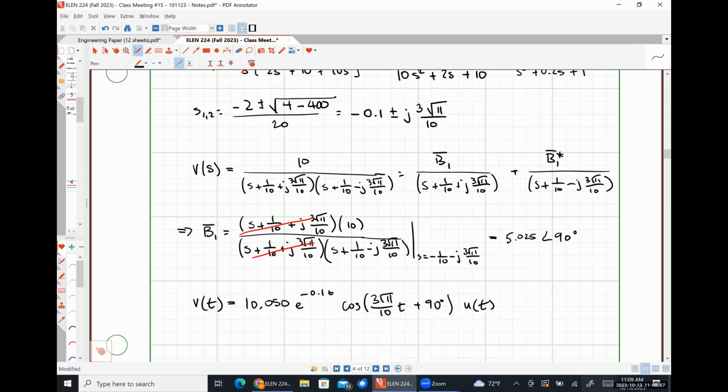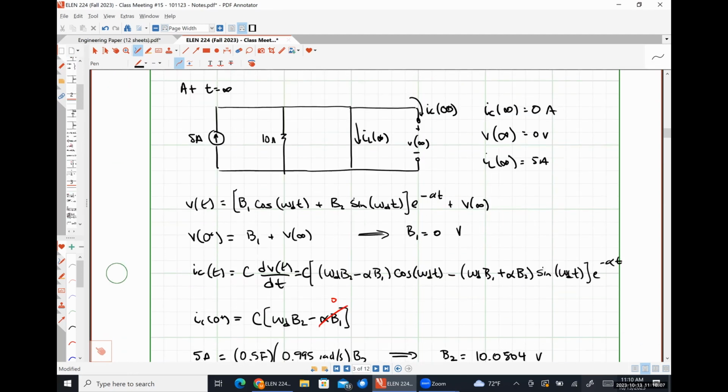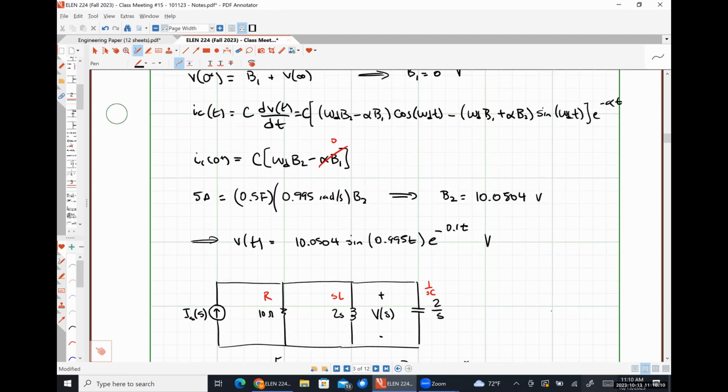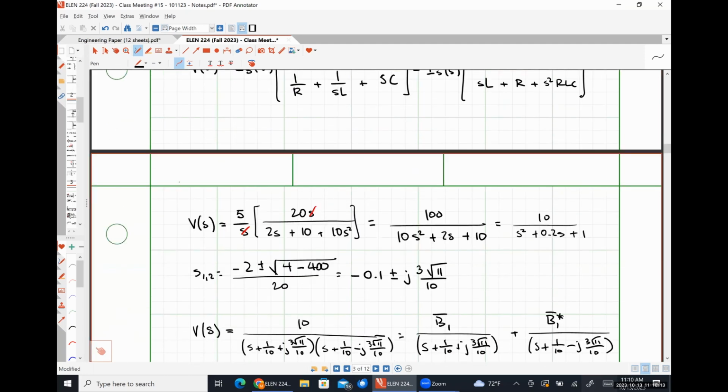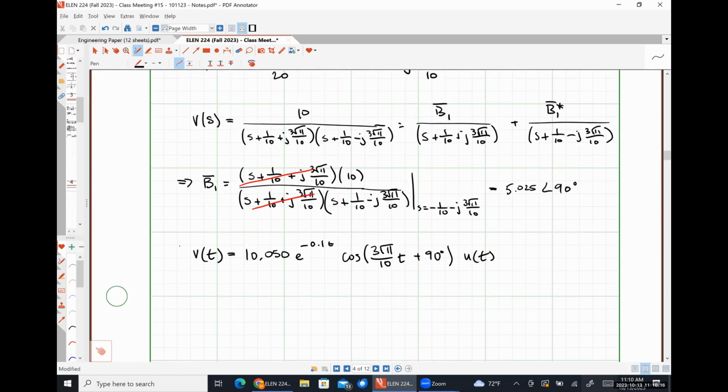Now, in this form, it doesn't quite match what we got previously. Right? So if I scroll up a page, we got it as a sine function. But how do we convert cosine to sine? Subtract 90 degrees. So we got the exact same results using our S domain analysis as we got using our time domain analysis. Where this thing right here, once again, we could call this sine 3 square root of 11 over 10.